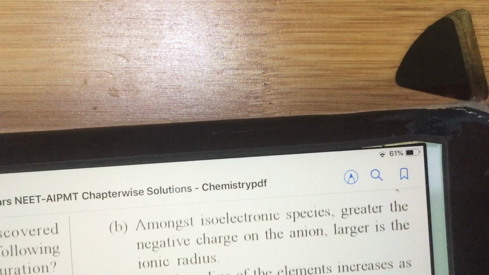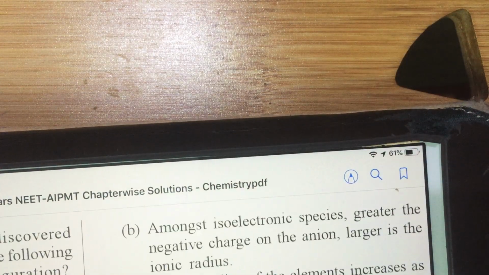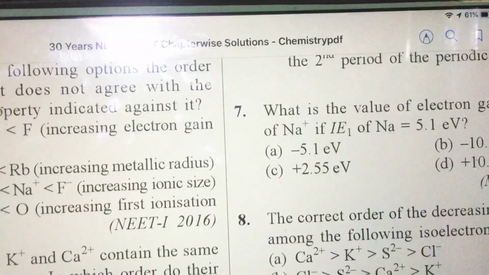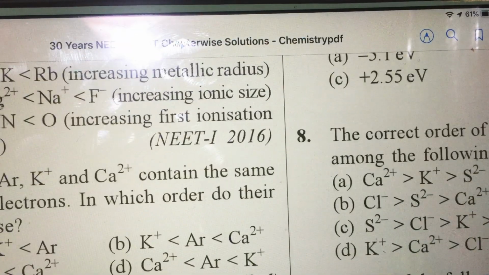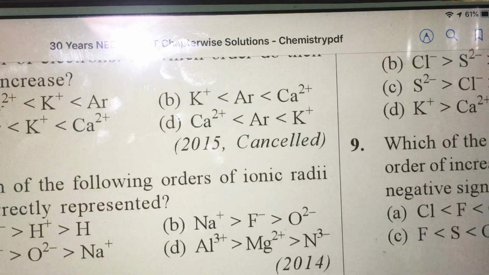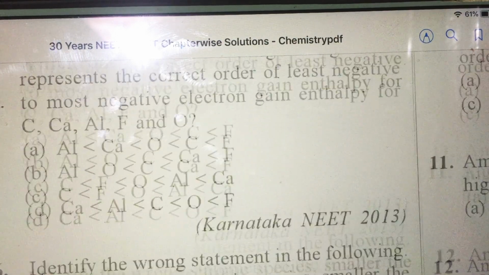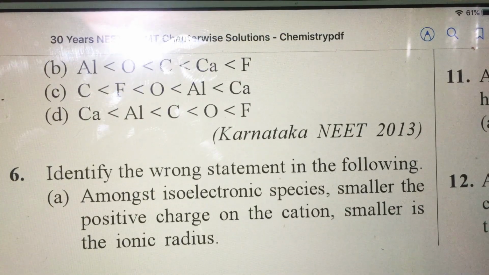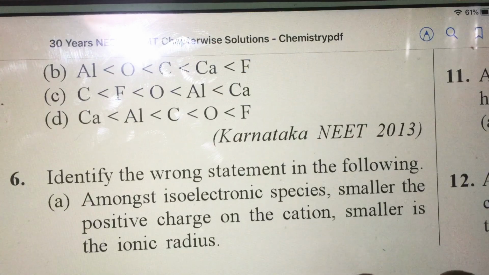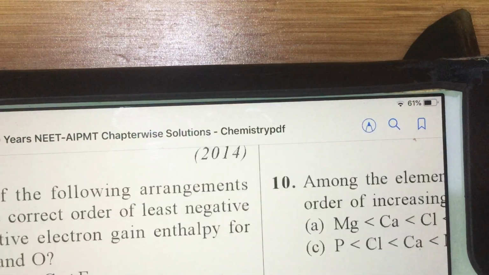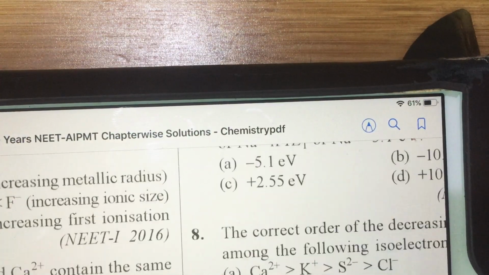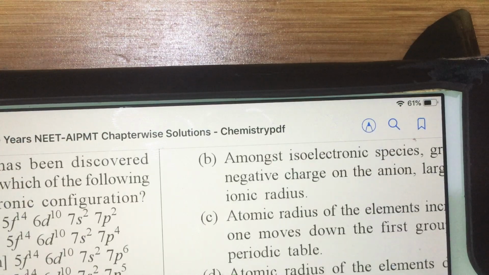Let us look at the second option, sir. For he is asking you to identify what in this question? Which of the following order is correct? What is the question? Wrong statement. So statement A is wrong because more positive ion is smallest in size. So A is wrong, that is the answer. Let us see other options also because we can learn from other options also.